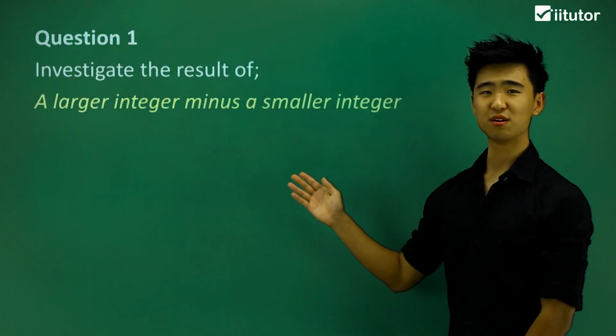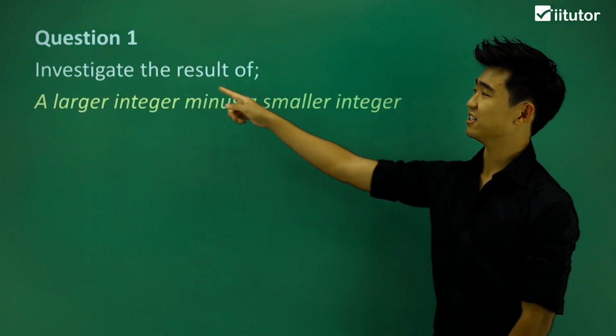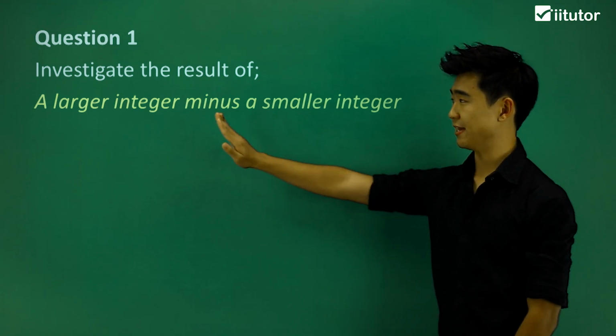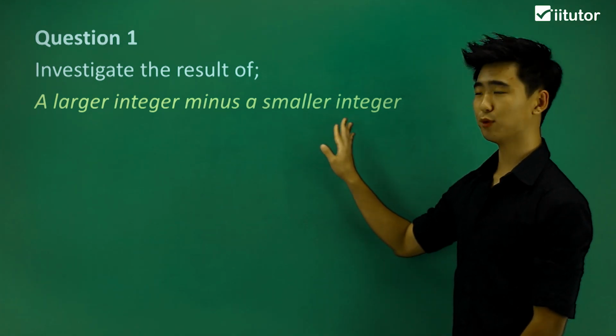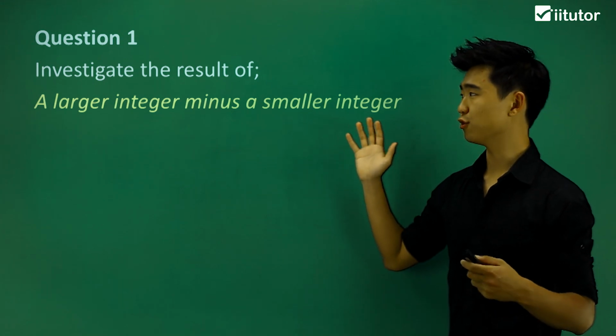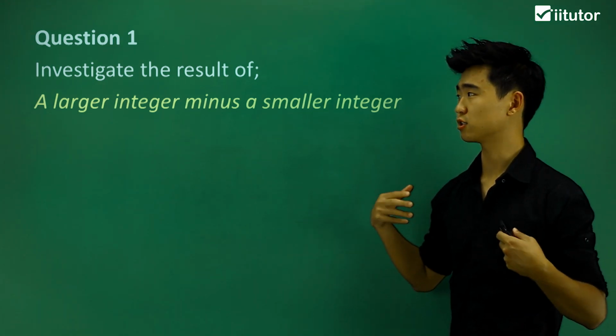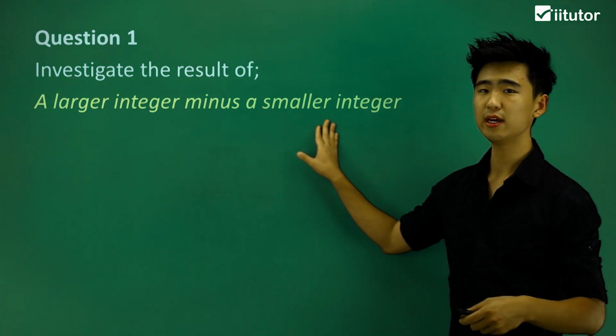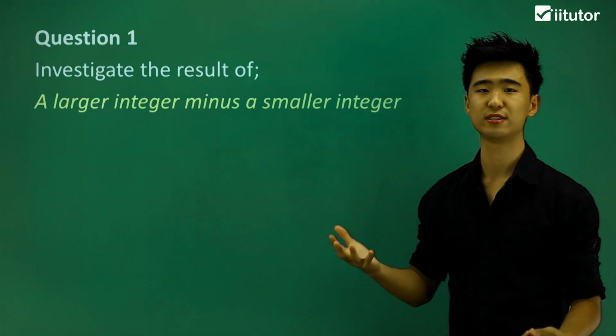Let's take a look at question number 1. Now we have to investigate the result of a larger integer minus a smaller integer. So, how to approach these questions? Let's try and describe the outcome of this. Okay, let's do this by using some examples.